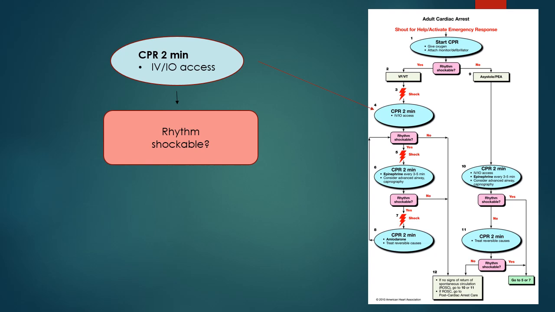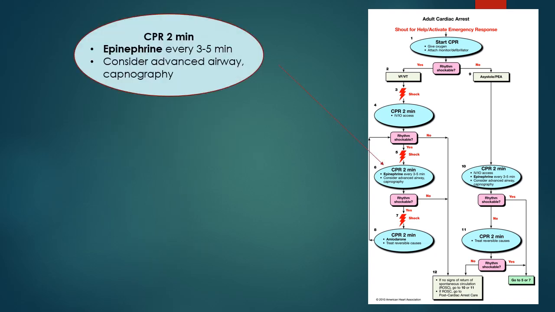After 2 minutes of CPR and establishing IV or IO access, you need to assess the rhythm. Is the rhythm shockable? If it's not, go to the appropriate algorithm. If the rhythm is shockable, then go ahead and shock or defibrillate the patient again. Continue with 2 minutes of CPR. While doing CPR, go ahead and administer epinephrine. You can administer 1 milligram of epinephrine 1 to 10,000 every 3 to 5 minutes. Also at this time, consider placing your advanced airway and waveform capnography.